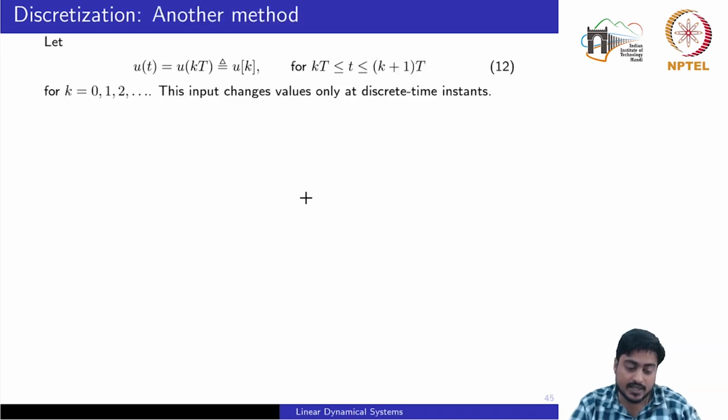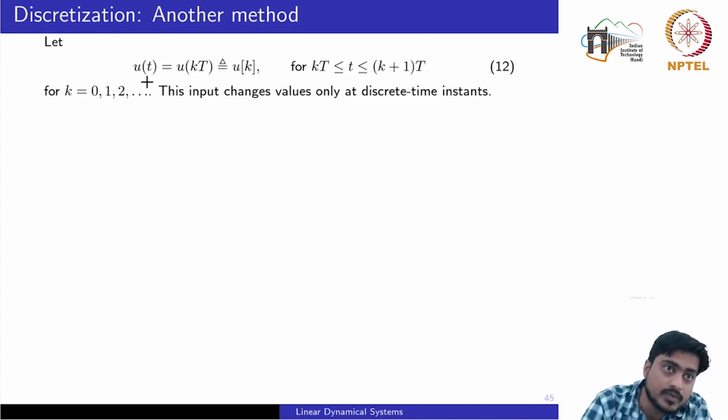Okay, so there is another method of discretization which is much more efficient, where we suppose that our u of t is equal to u of kT for t lying between kT to (k+1)T. This means that I am considering u as a piecewise constant signal.